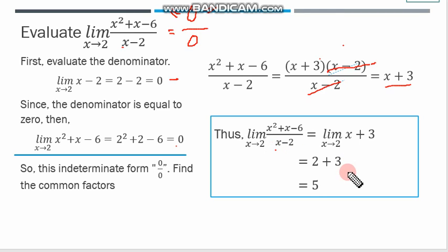So the limit of x squared plus x minus 6 over x minus 2 as x approaches 2 is equal to the limit of x plus 3 as x approaches 2. We will substitute the value of x with 2. So 2 plus 3 is equal to 5. So the limit of this one is equal to 5. Not undefined, not DNE. You did it by doing your factoring.